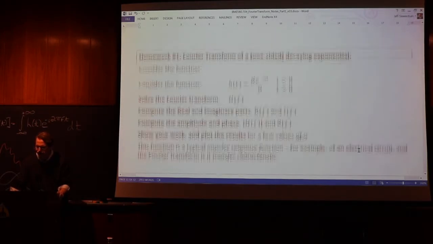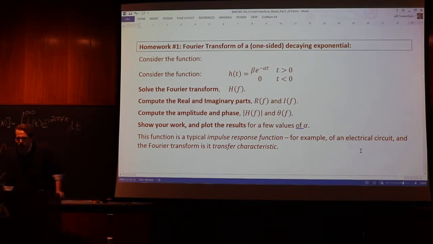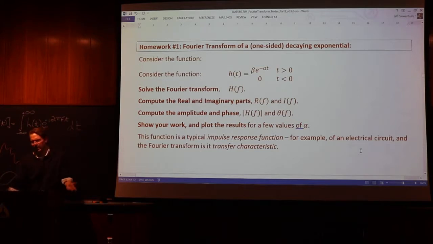Here's an asymmetric function that I've asked you to solve in your homework. You can do it. You can use a table of integrals if you like, if that's still a thing. But don't just look up the whole answer. Write it out. I want you to show your work. And it's going to have a complex part, an imaginary part.